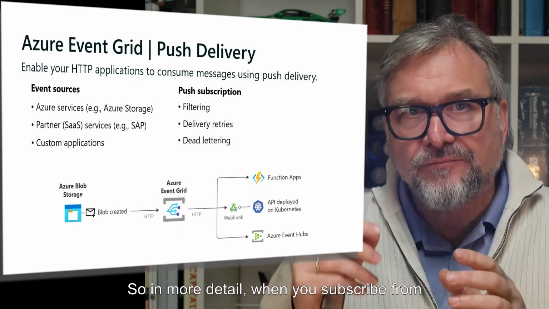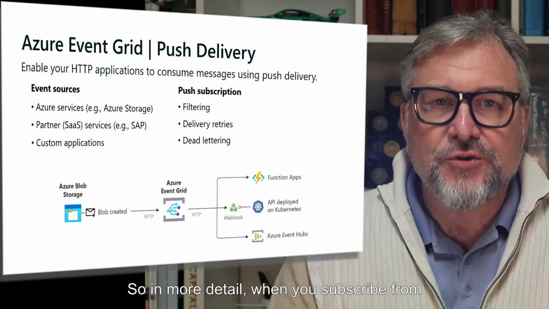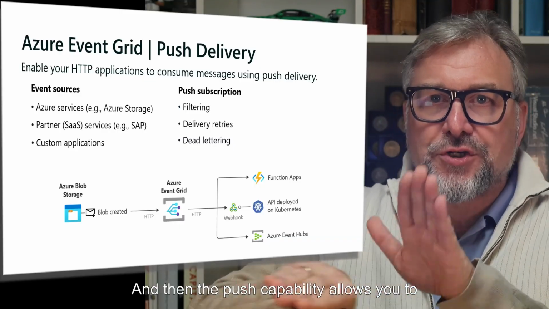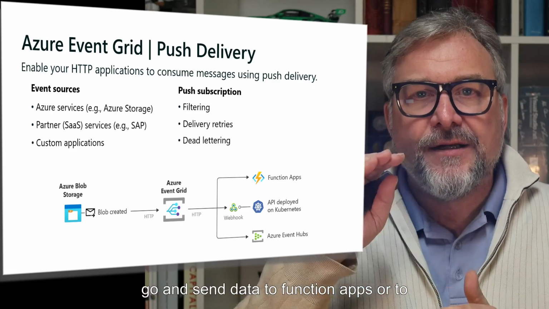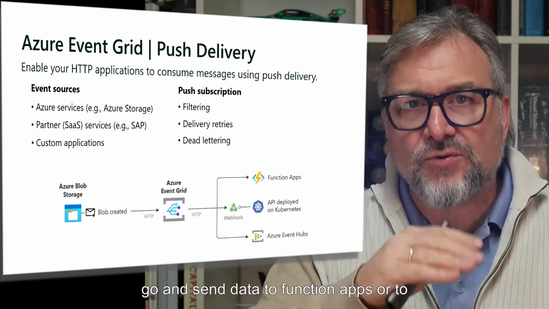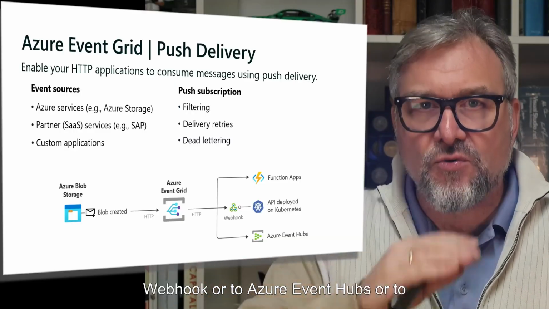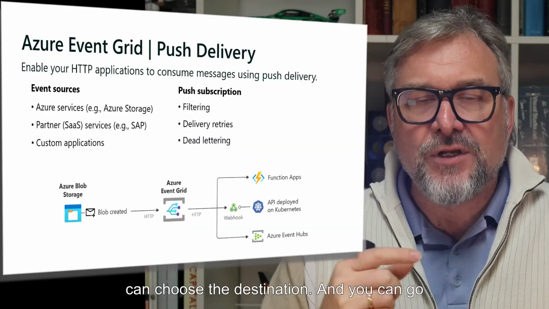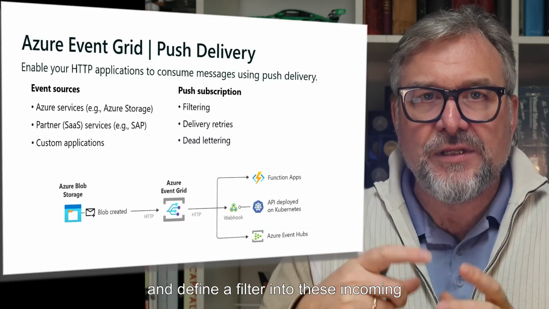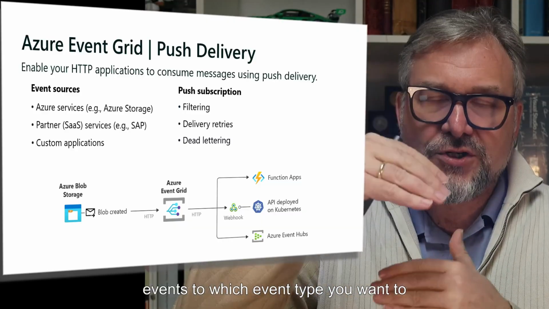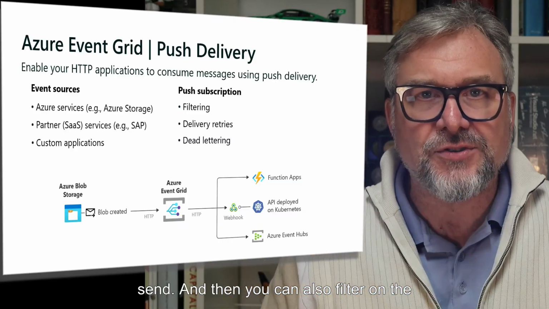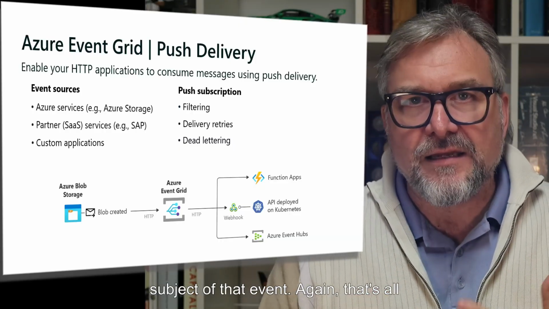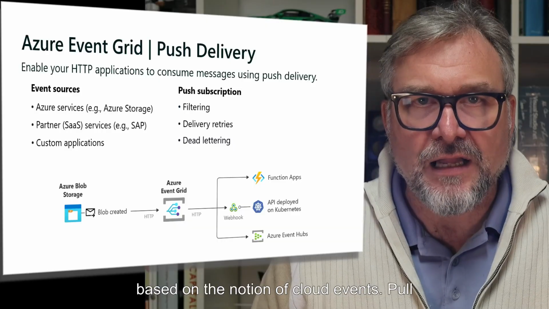So in more detail, when you subscribe from an Azure service, it goes to Event Grid, and then the push capability allows you to send data to function apps or to a webhook or to Azure Event Hubs or to Service Bus or to storage queues. So you can choose the destination, and you can define a filter on these incoming events for which event type you want to send, and then you can also filter on the subject of that event. Again, that's all based on the notion of cloud events.